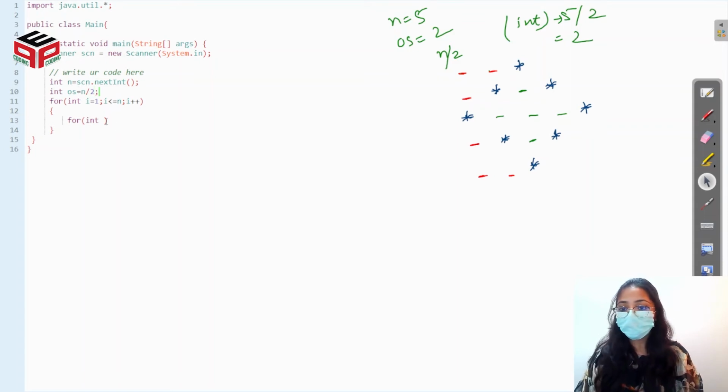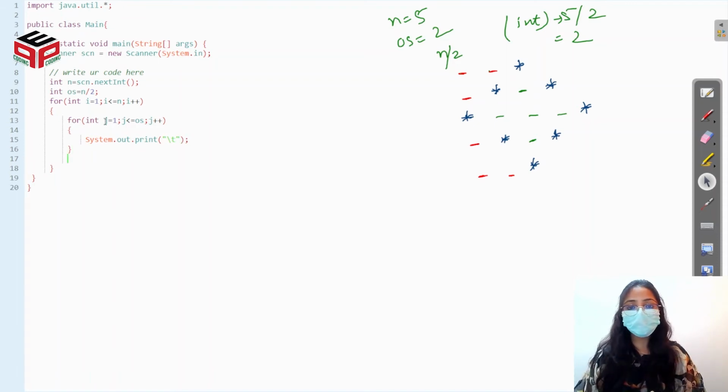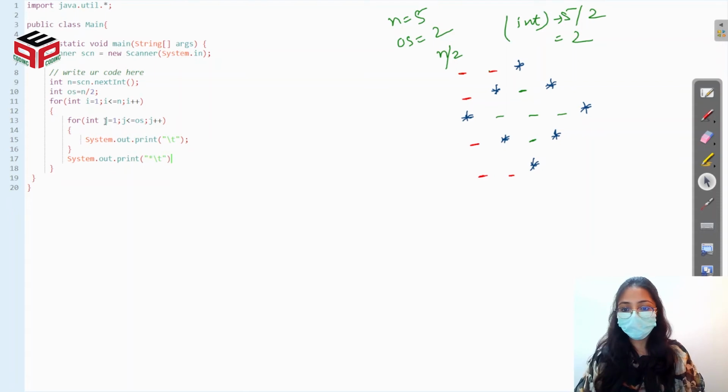Okay, so we have starting from 1 and going till, okay, and over here we are going to print space, System.out.print. After we are done printing the outer spaces, I need to print a star. So I have a star with a tab.